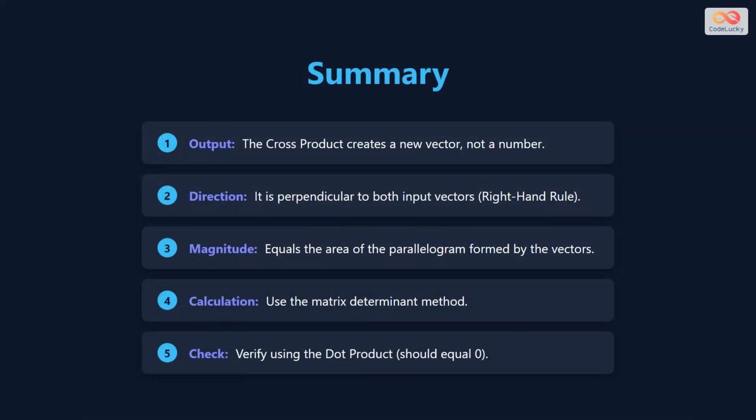To summarize what we have learned, the cross product produces a vector, not a scalar. Its direction is determined by the right-hand rule and is perpendicular to the inputs. Its magnitude equals the area of the parallelogram formed by the inputs. You calculate it using the determinant method, and you can verify it using the dot product.